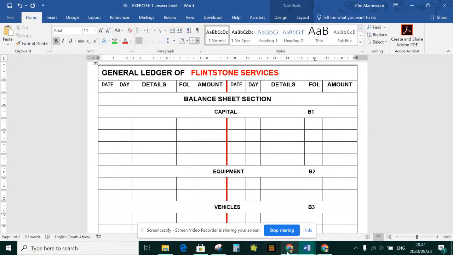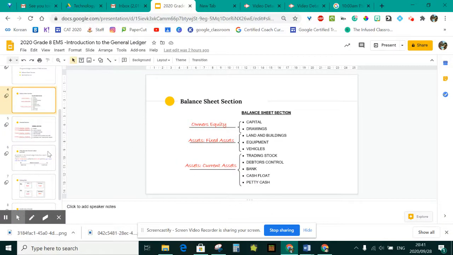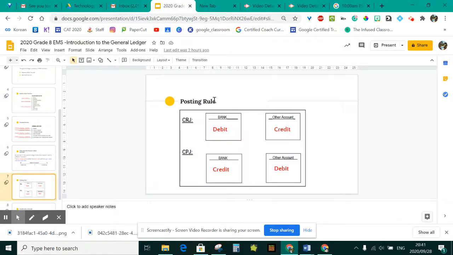We're now going to look at the posting rule. And if we look at our notes, the posting rule is the exact same rule as the account debit, account credit.